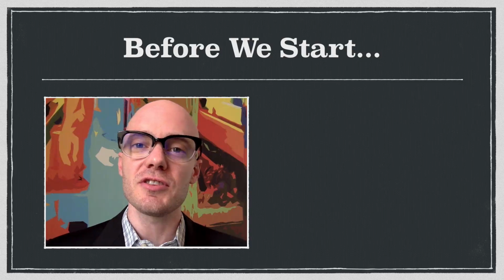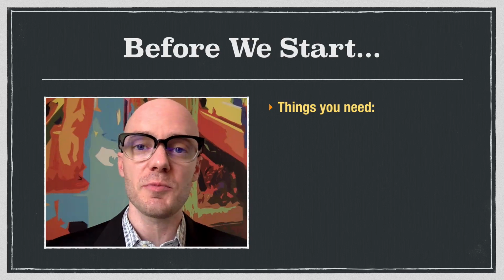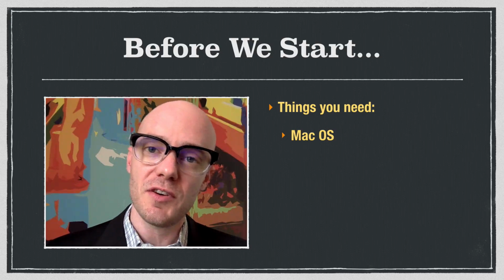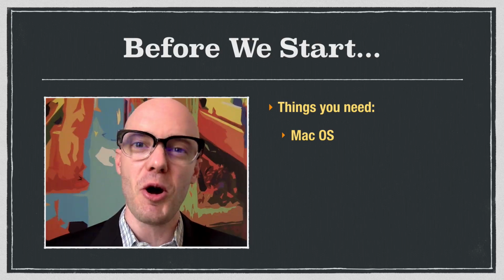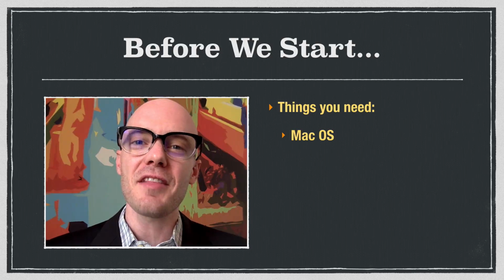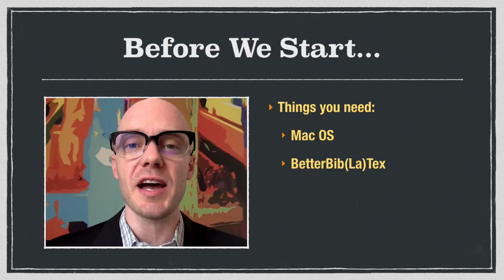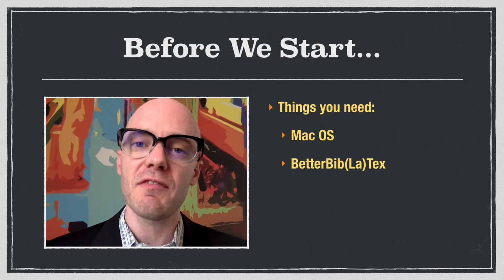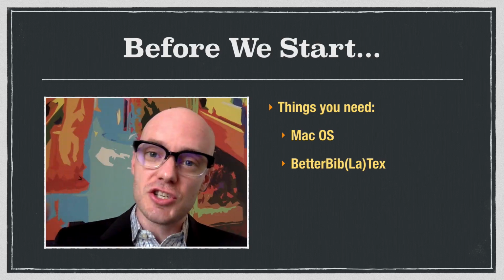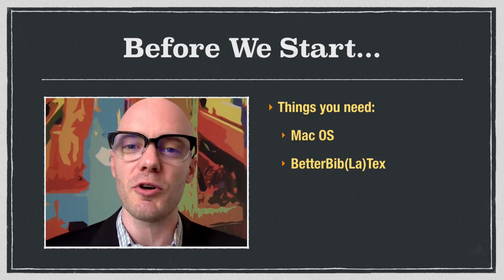Now, before I start, there are just a few things I want to signal to you. First, this video is for people who are working on a Mac. So PC folks, you're out of luck. I'm very sorry, but with these videos, I'm convincing you that Mac is the way to go. And then the other thing is that in order for this whole process to work, you need to have another plugin installed into Zotero called BetterBibTeX or BetterBibLaTeX. And I actually have a video on that, and I'll put up a suggestion on the side of the screen so you can go right to that video and install it before we start.